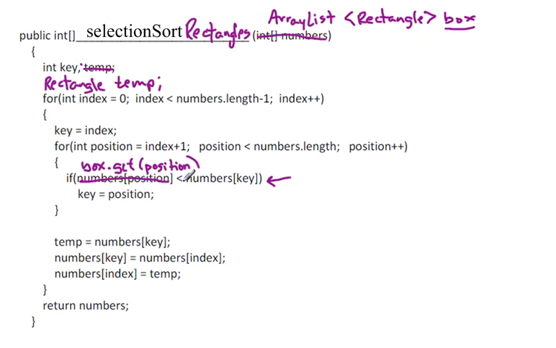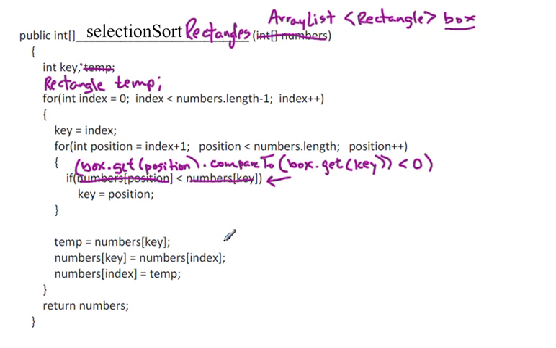And to compare objects, we can't use a less than symbol. We're going to use a compareTo. And then in the parentheses, we're going to take this part, box.get(key). And then we're going to say is less than 0, because that is comparable to this less than right there. And all of that goes inside of your if, and it will work the same way as it did here, where we're basically looking for the smallest number.